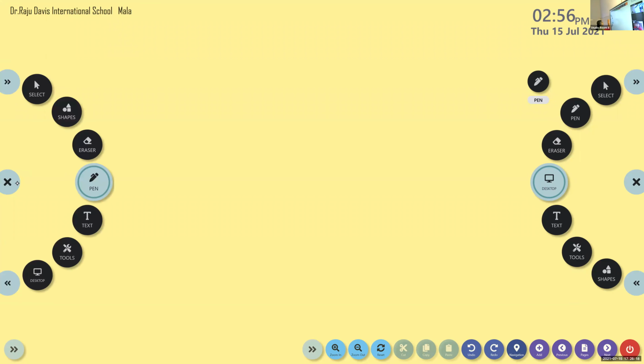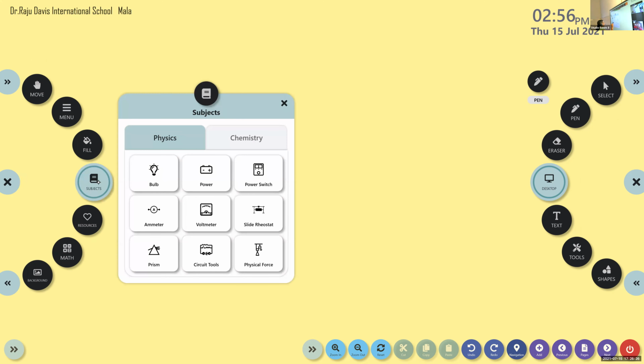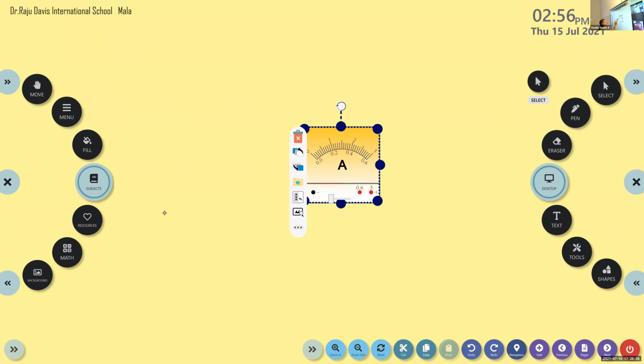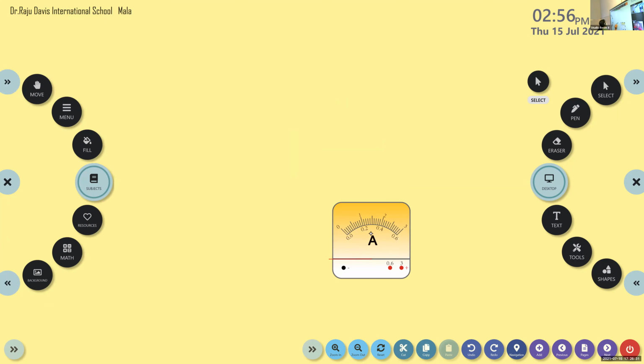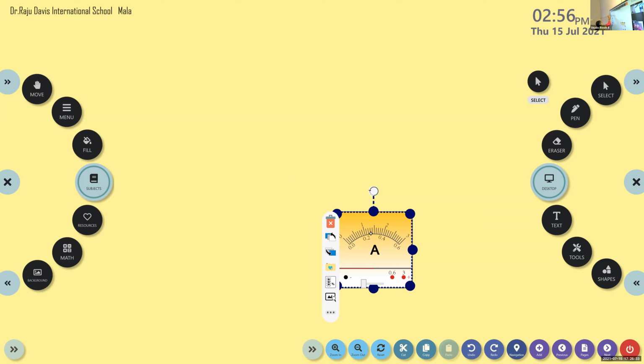For that, here we want some components. What are the apparatus that we consider here? Ammeter, and we need one more thing. What is that?